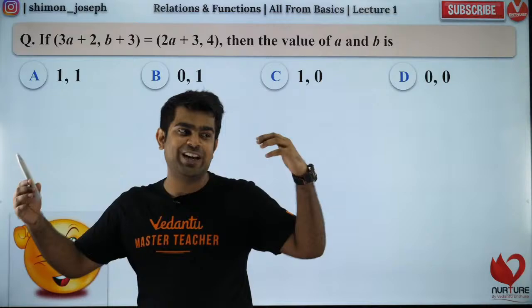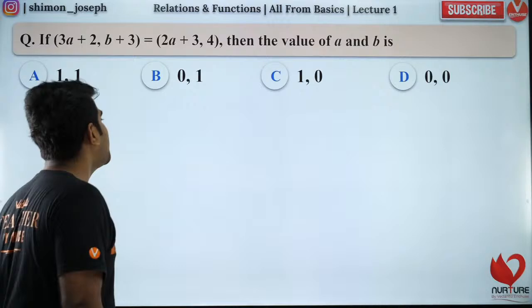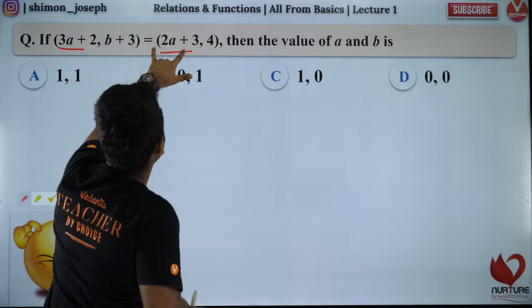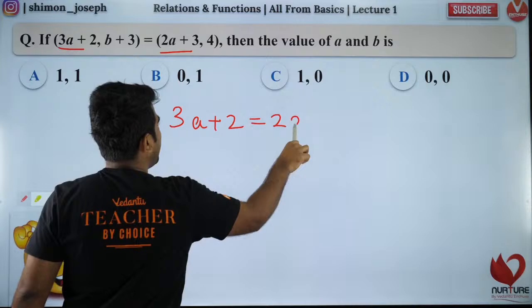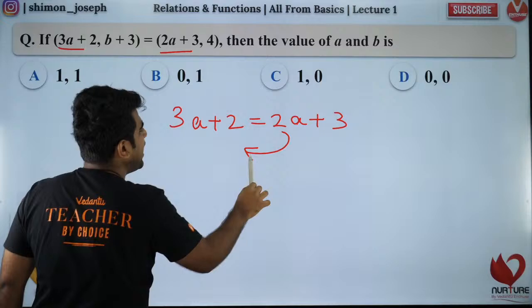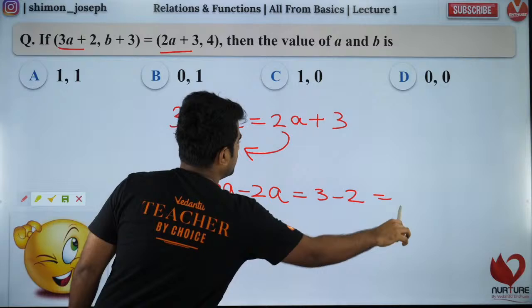Okay. Thank you, Hemant. So people, how do you solve this question? The way you solve it is, you equate both the x coordinate. Okay, you can think of it like that. It's an ordered pair, right? So we can equate both the x coordinate. So what will you get? You'll get 3a plus 2 is equal to 2a plus 3. So just solve it like a normal equation. Are you all clear? So bring the 2a to the left hand side. So you'll get 3a minus 2a is equal to 3 minus 2, which is equal to 1. So I'll get a is equal to 1.